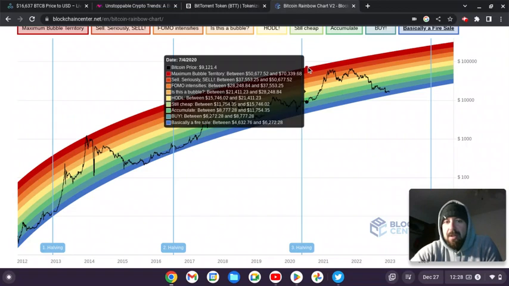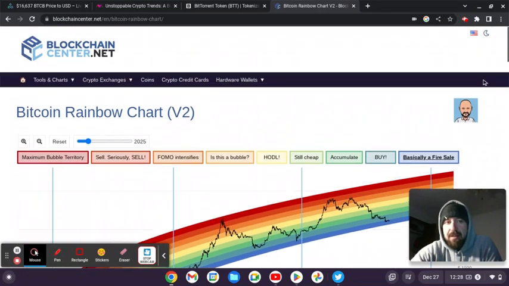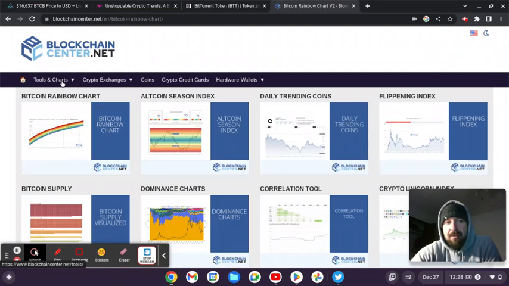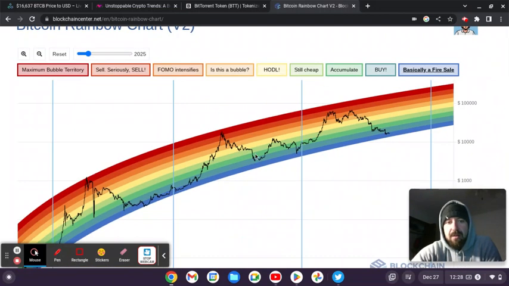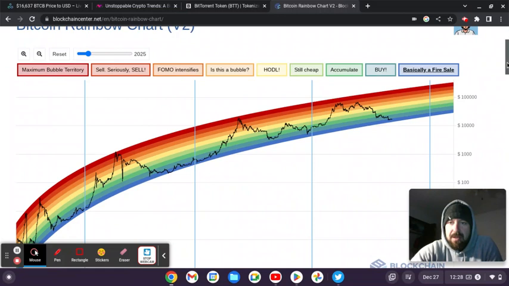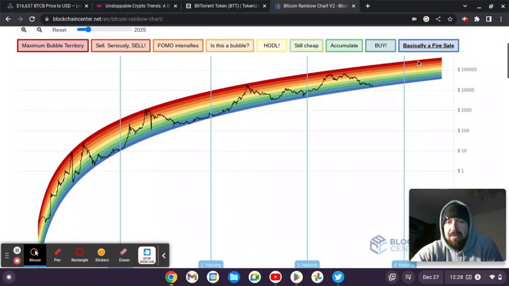Over here, you can look. This is blockchaincenter.net. You can check out right here, tools and charts. You get the Bitcoin rainbow chart, which is what this is right here. History never lies. Stats never lie. You can see there's higher peaks every time there's a Bitcoin halving.